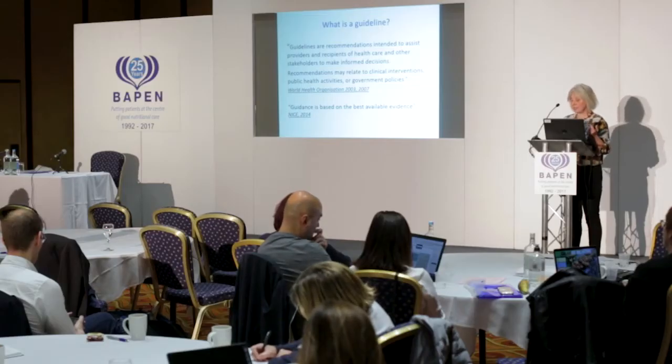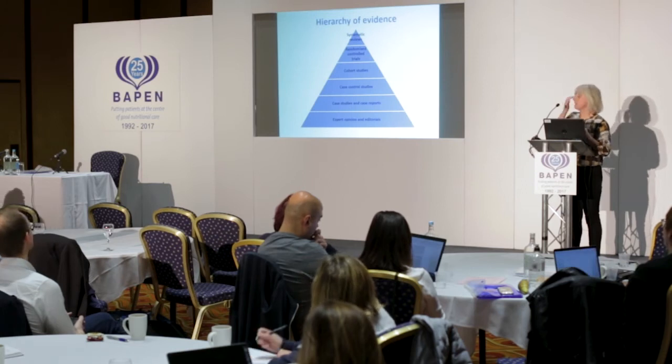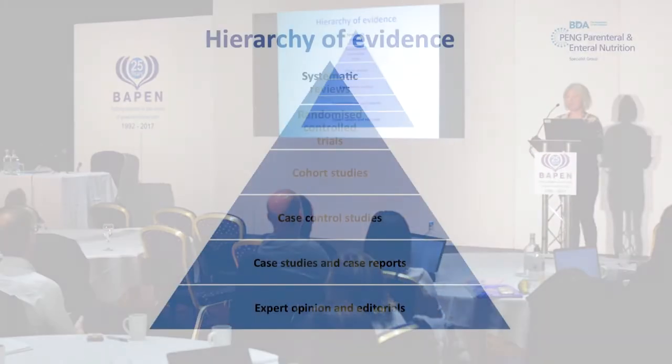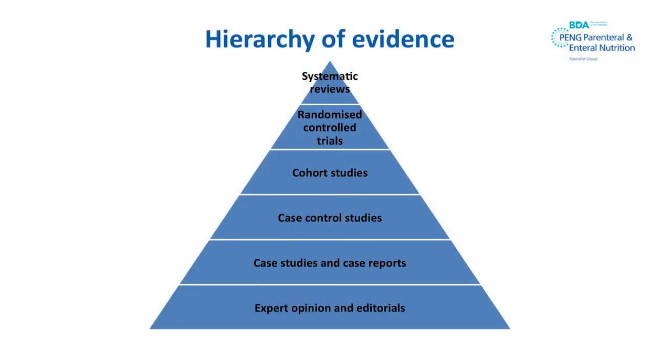So what is the best available evidence? Well, you've probably all seen a similar pyramid to this. Ideally, a good quality, well-designed, well-carried-out systematic review is the best available evidence, and we go all the way down to the bottom to expert opinion and editorials. I'm going to put my hands up and say, for the last 20 years, we've done expert opinion and editorials on the Penge handbook for our section. We're hoping to go to the top with this version.